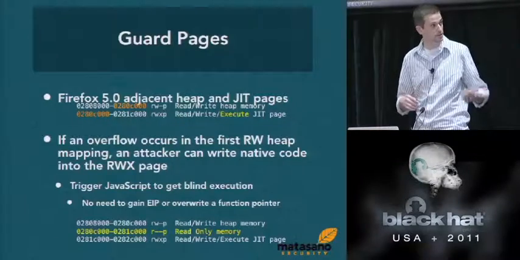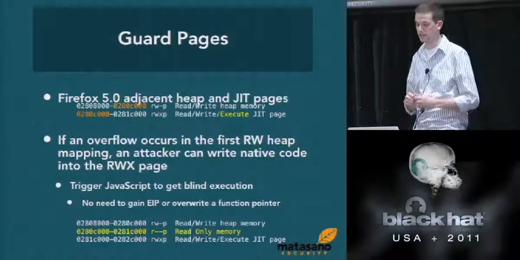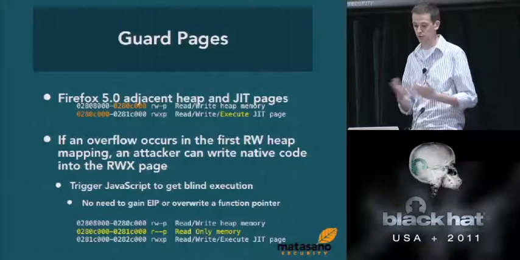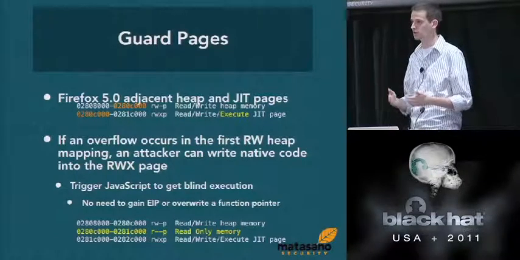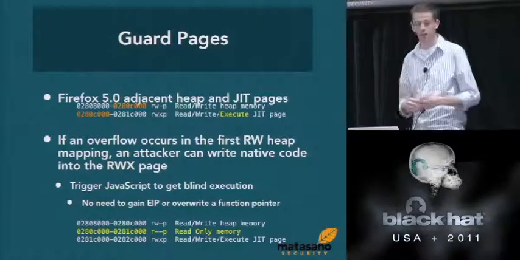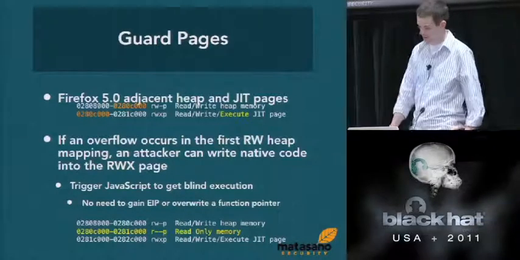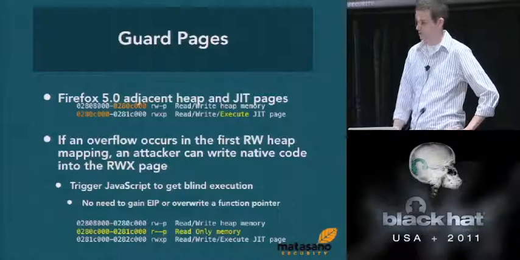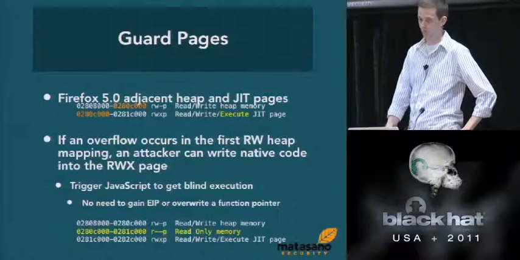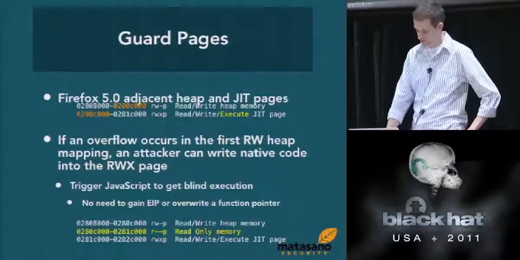And this is really important because of the whole blind execution technique. You don't need to know where you overwrote code. You just need to know you overwrote code in a JIT page, and you have some JavaScript that was JITted there, and then you call it. It's also a really simple protection to implement, and there's a very, very minimal performance impact in using guard pages.